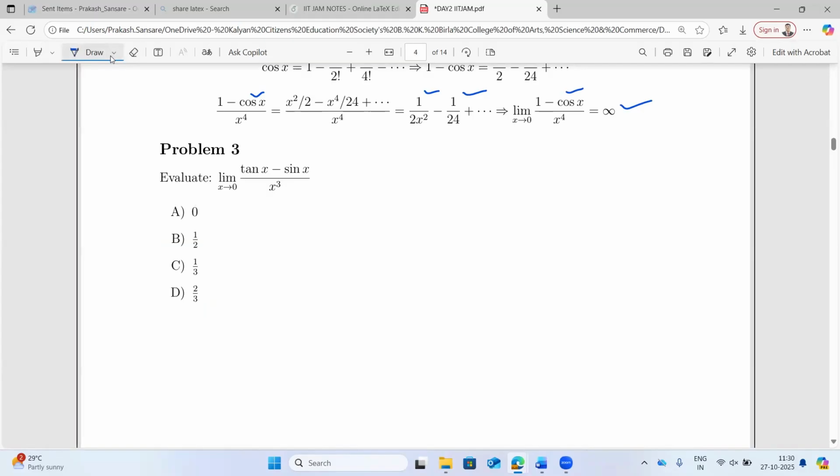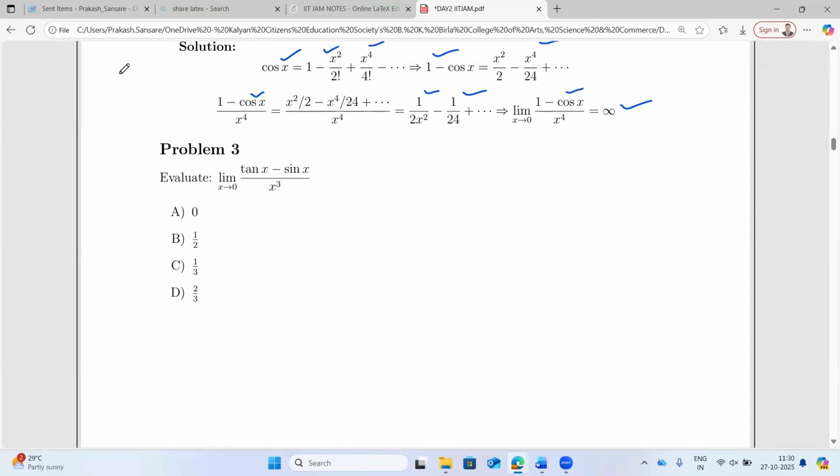Sir, we can maybe put tan x equals sin x, because as x tends to 0, as x becomes very small, it becomes almost equal to x, similar to sin x. Then maybe manipulate something.